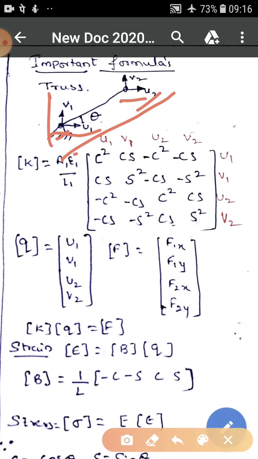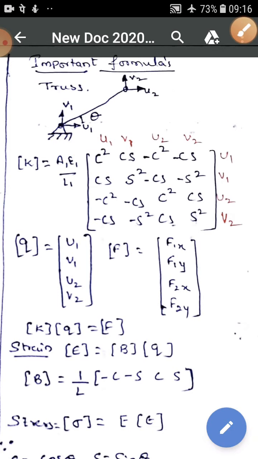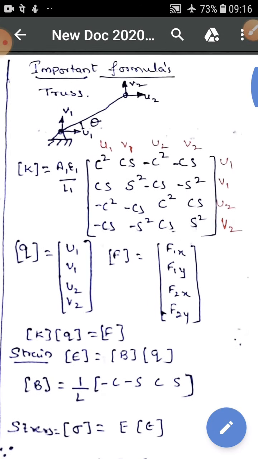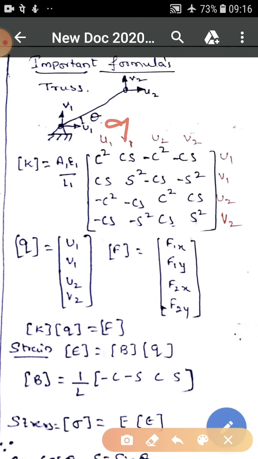Some books take notations like q1 q2 q3 q4. Q1 is nothing but u1, that is the displacement of node 1 in x direction, that is what they take as q1. Q2 is the displacement of node 1 in y direction. So q1 q2 q3 q4. Each book has its own notations. I'll follow this notation u1 and v1, u2 v2.